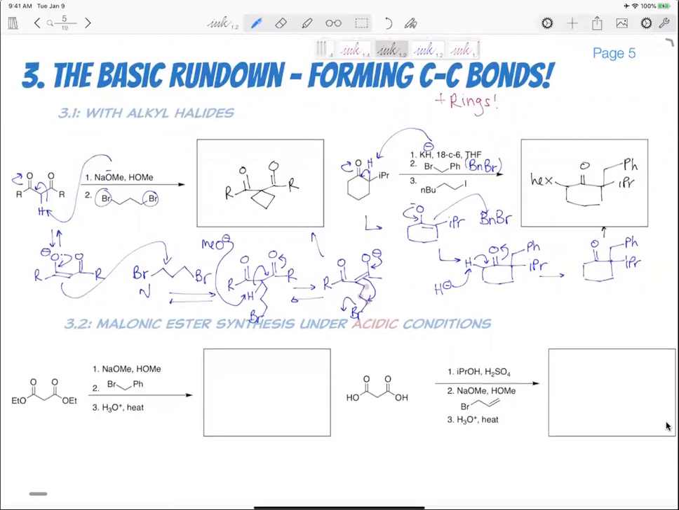So the hexane comes from here because this is N-butyl, right? This here. And butyl is 4, 5, 6, right? So it's a 6-member chain. So I'm just going to call it hexane.